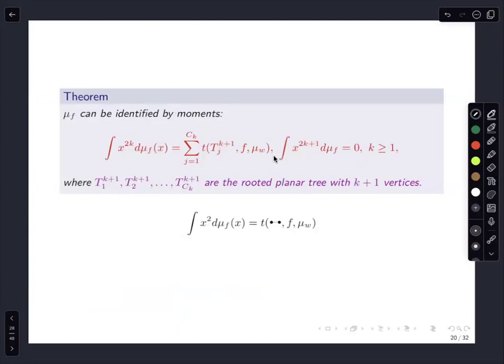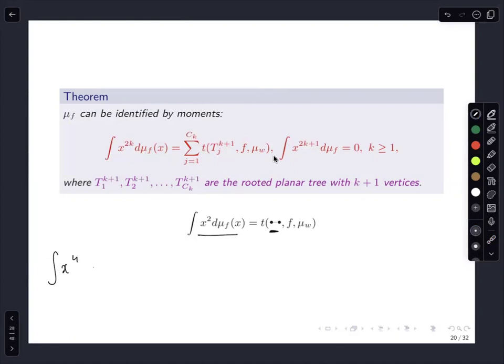Now I'm ready to state how the moments look for mu f. If I look at the 2kth moments of mu f, then this is given by the graph homomorphisms of these rooted planar trees in my function f. So for example, if I'm looking at the second moment, I have already written it, because this is the only rooted planar tree you can get.